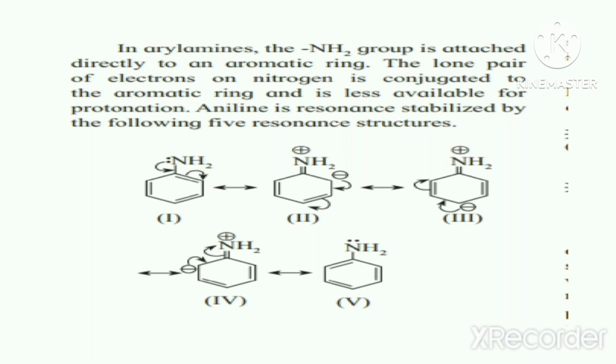Aniline is resonance stabilized by the following 5 resonating structures. See these 5 resonating structures of aniline. This is the first resonating structure, this is second, third, fourth and fifth. So due to these 5 resonating structures, our aniline is resonance stabilized.